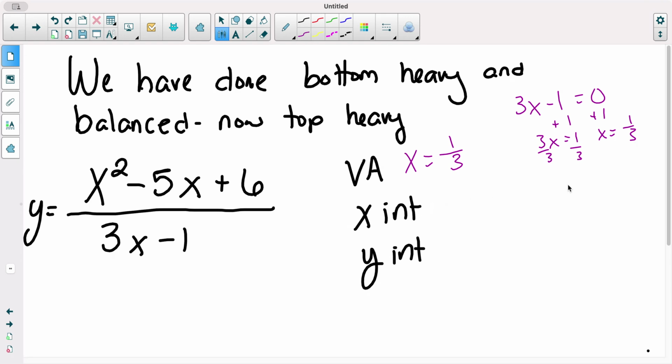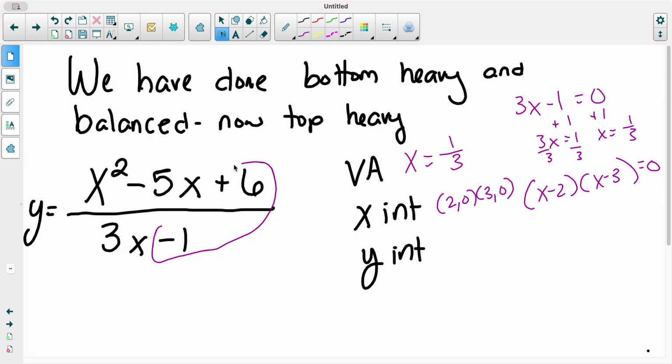X-intercepts are solving the top. That is 3 pieces, so it is definitely sum and product. What multiplies to give you 6 and adds to give you -5 should be -2 and -3. And since you are supposed to solve them, you have an x-intercept at +2 and +3. And then your y-intercept is supposed to be your constant terms. That hasn't changed. So 6 over -1 would be -6.